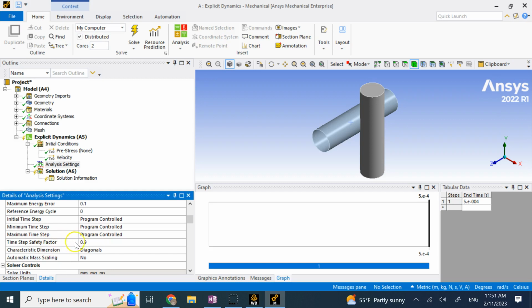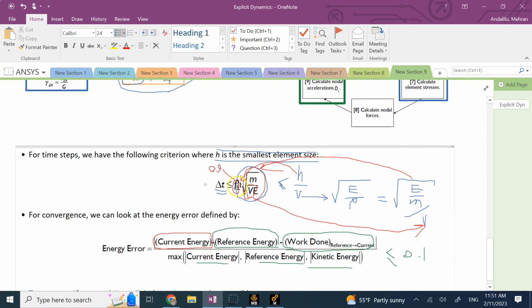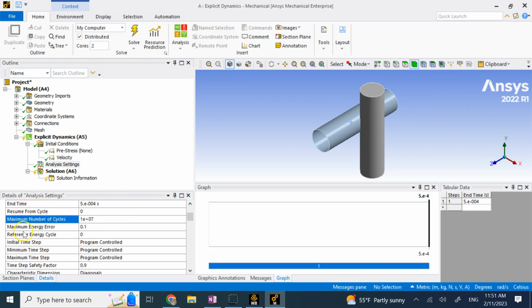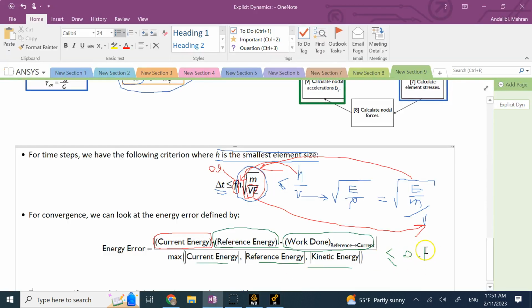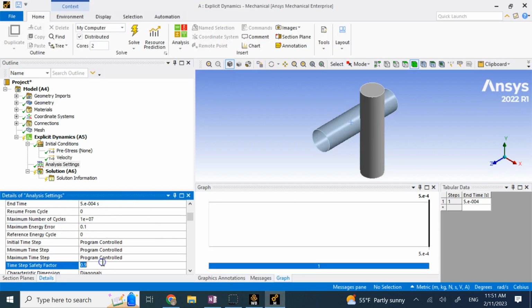This is a time step safety factor. Remember this F that I told you, the safety factor? That is this safety factor here, F. And remember, I told you that the maximum energy error is 0.1. That is this criterion here that I said. So if you want to change F, or if you want to change convergence or time step, this is the place to change it. This is one place, and this is another place. You can change those to change the convergence criteria.